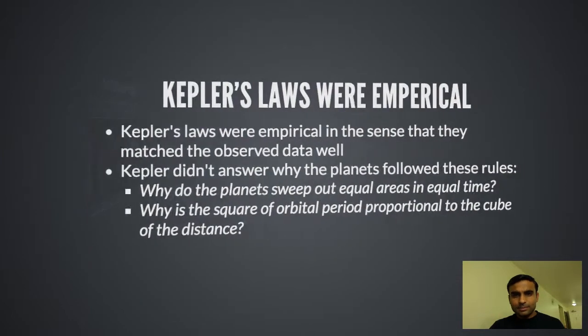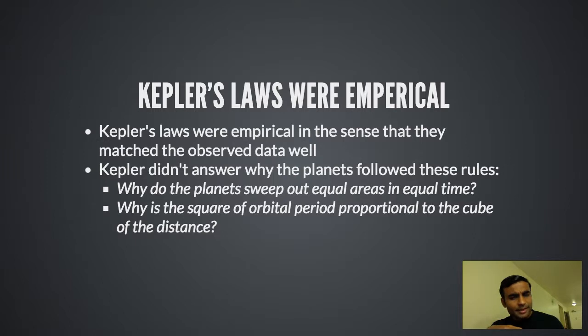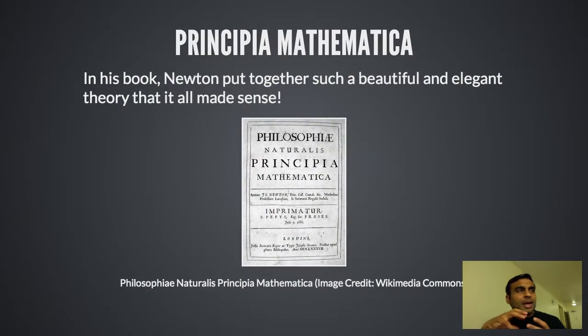Now Kepler, even though he had given these laws, never gave us a machinery behind this. He never told us why these laws worked. These laws were empirical in the sense that they matched the data well, but Kepler never told us why, for example, the planets sweep out equal area in equal time, or why the orbital period is proportional to distance to the power 3 by 2.